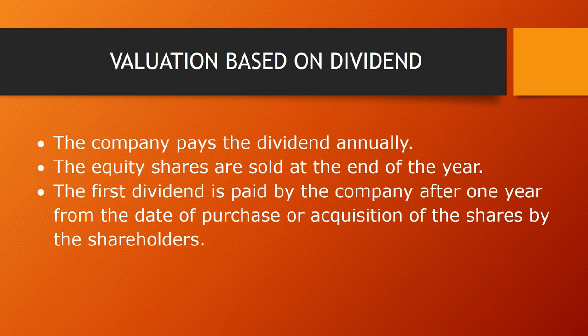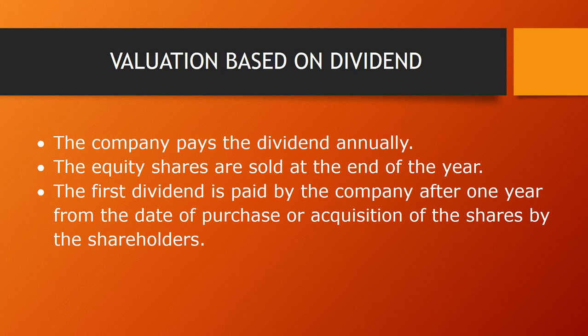So the following features of the valuation based on dividend are that the company pays the dividend annually. That means there is a regular interval between the two periods' dividends. The equity shares are sold at the end of the year, and the first dividend is paid by the company after 1 year from the date of purchase or acquisition of shares by the shareholder. So these are the certain features on which the valuation is based.